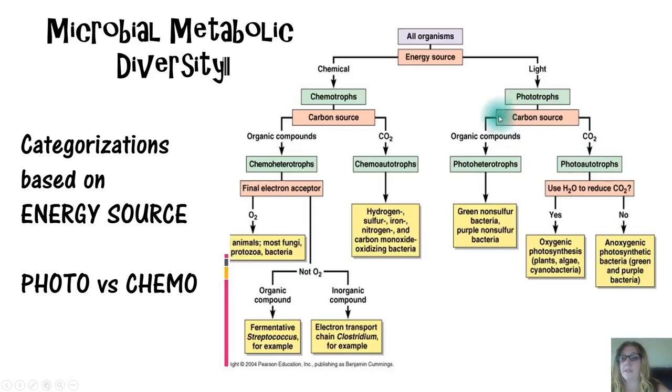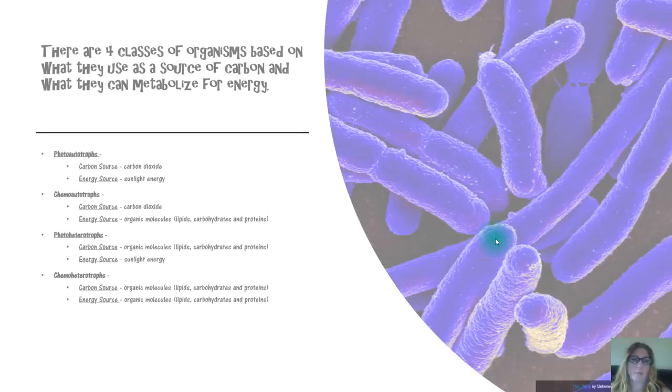And on the other side, we've got organic compounds as the carbon source. So our organic compounds are needed for our photoheterotrophs. Examples of this would be green non-sulfur bacteria and purple non-sulfur bacteria.